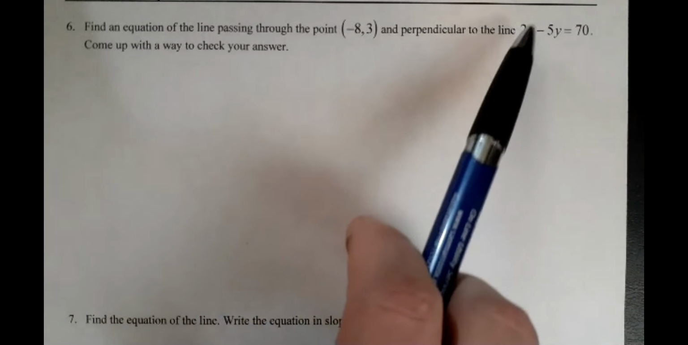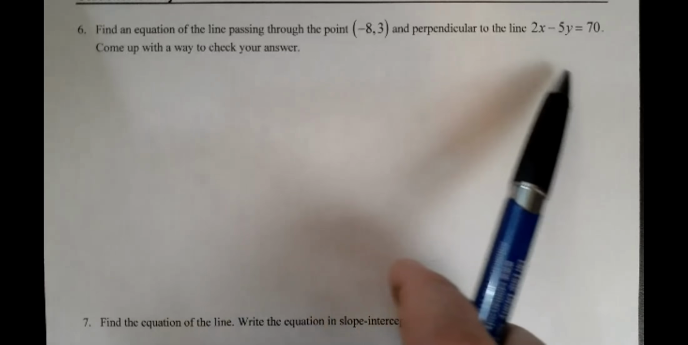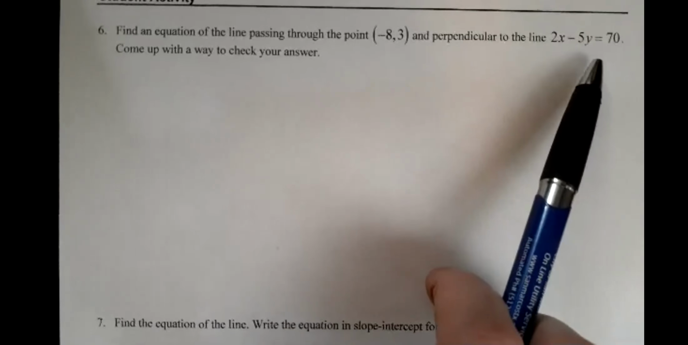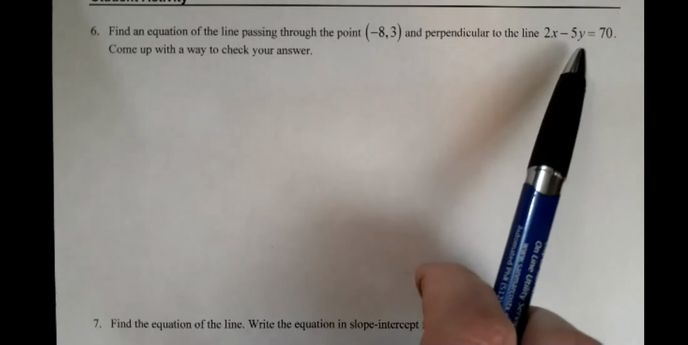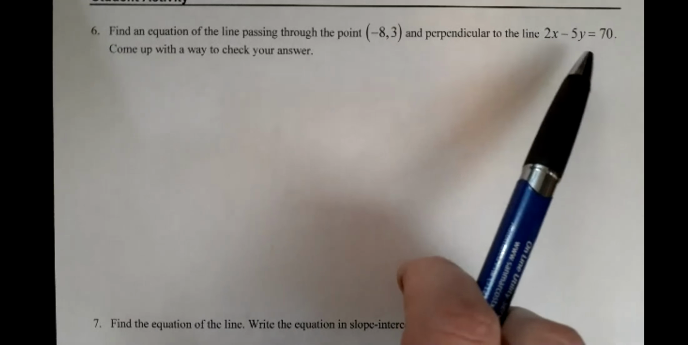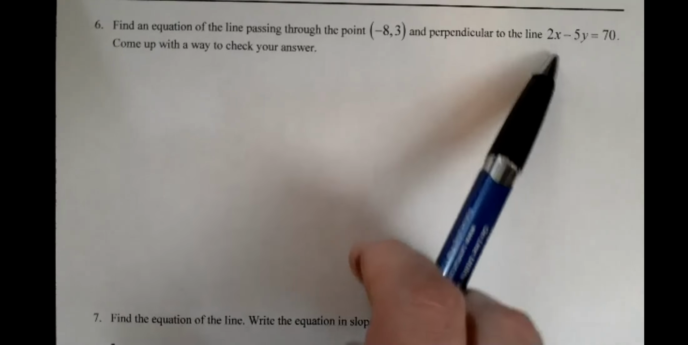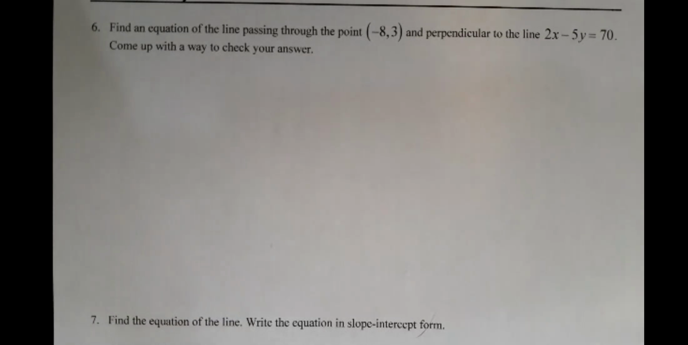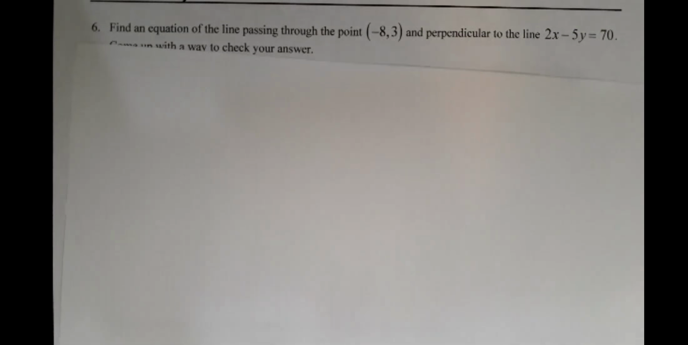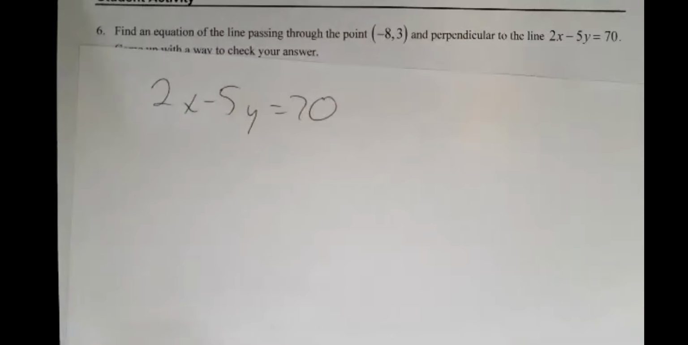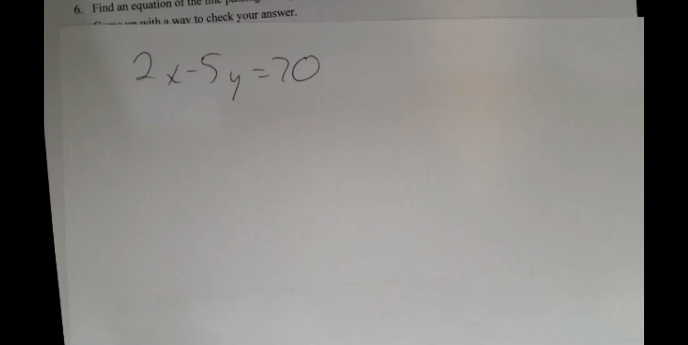So we need to know the slope of something that is perpendicular to this. In order to find something perpendicular to this, first we need to know the slope of this. So 2x minus 5y equals 70. We're trying to find slope. How do we find the slope of something that looks like that? Well, it's not easy to pick out in this form, but we know a form where it is easy, called slope-intercept, that thing that you probably mumble in your sleep.